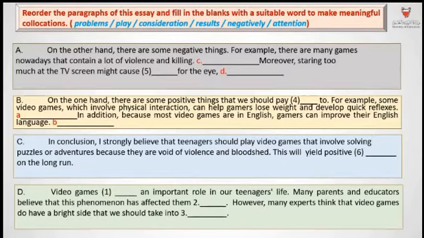Hamad Salman Khalil: one is D, two is B, three is A, four is C. All right, double check your answer. I'm going to show you the answers now. So check your answers if you haven't done so.